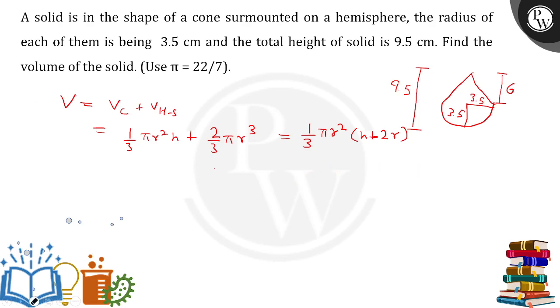So now putting in the values we have, 1 by 3 into 22 by 7 into r square, that is 3.5 into 3.5, and h being 6, plus 2r. Now 6 plus 2r, I would simply add this up in this manner: 2 times 3.5 is 7. 6 plus 7 is 13.